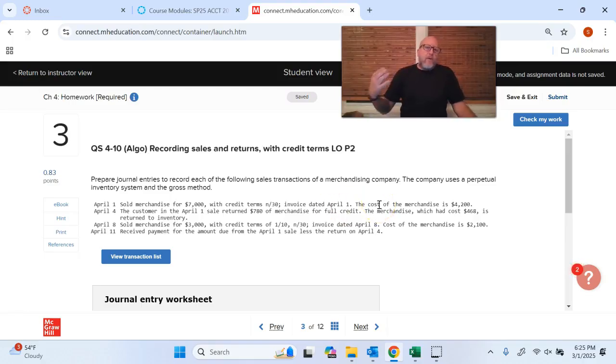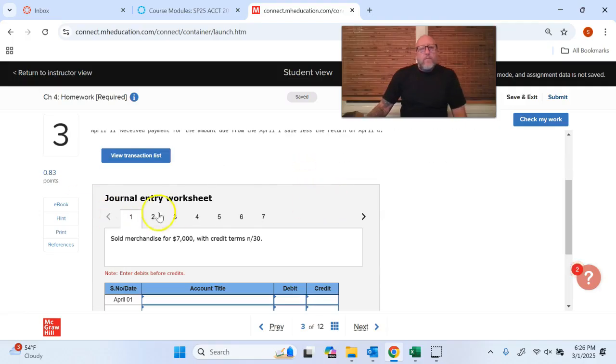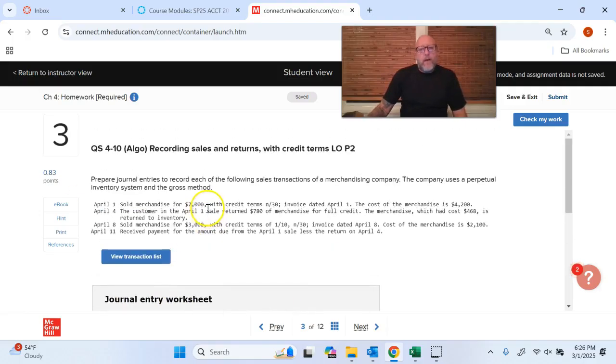If the customer is returning goods, we have to do two things. We not only have to unwind the sales transaction from April 1st, but we also have to unwind the cost of goods sold from April 1st. So the April 4th entry is also going to require two journal entries. I will leave you to that.